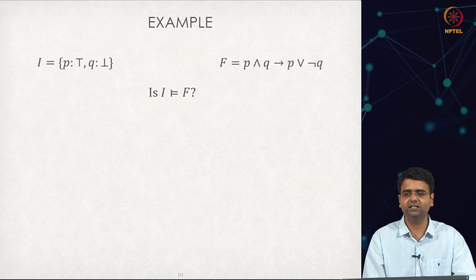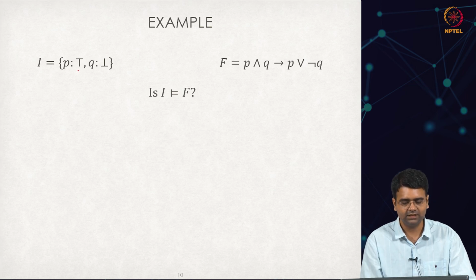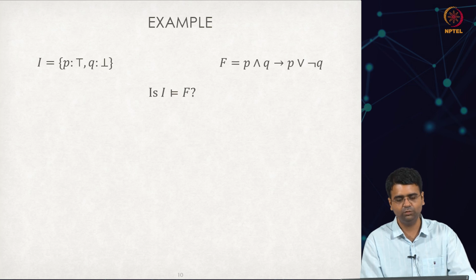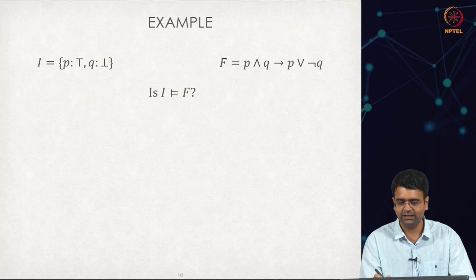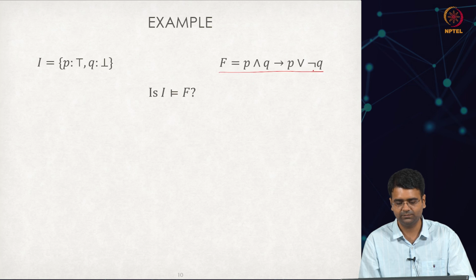So let us take an example in order to understand this. Let's take this particular interpretation I. It assigns the truth value true to P and the truth value false to Q. Under this interpretation I want to see whether or not this formula evaluates to true or false. So is I a model of F? Let us do this calculation. What is F? At its top level, F is an implication: P and Q implies P or not Q.